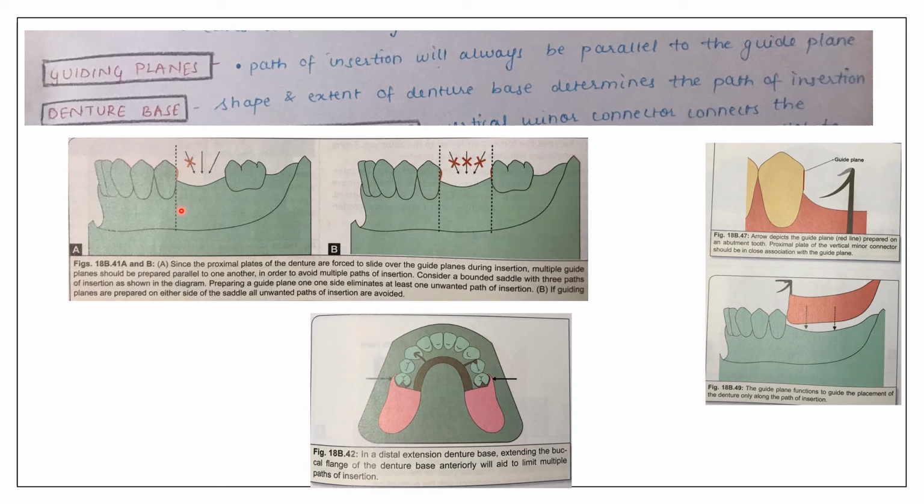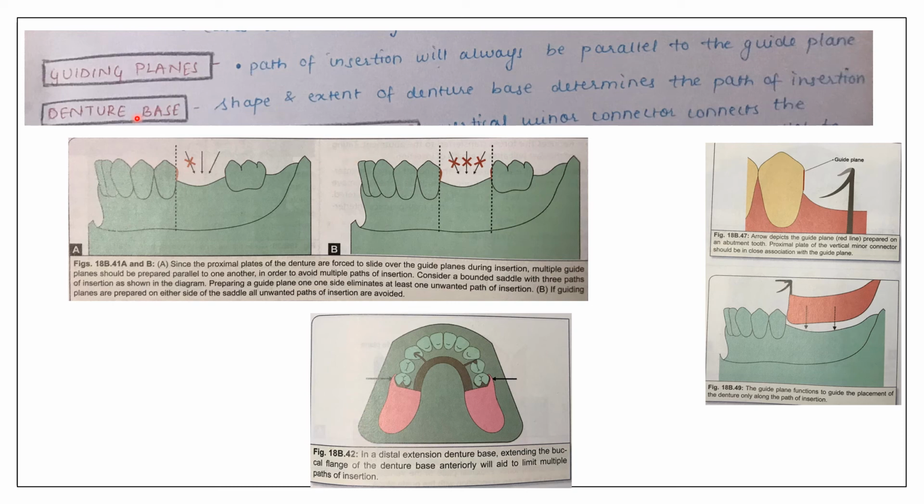As we have seen in class 1, there are multiple paths of insertion. But by giving these guiding planes, we can get that single path of insertion. Since the proximal plates of the dentures are forced to slide over the guide planes during insertion, multiple guiding planes should be prepared parallel to one another in order to avoid multiple paths of insertion. If guiding planes are prepared on either side of the saddle, all unwanted paths of insertion are avoided. So when you prepare guiding planes on either side of your abutment, multiple paths of insertion can be avoided. So this is how the guiding plane can influence the path of insertion.